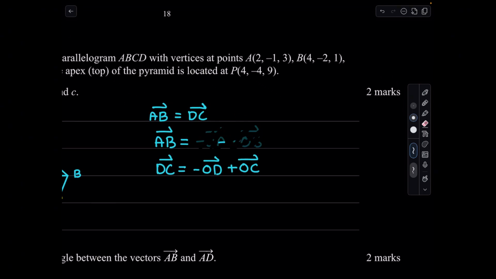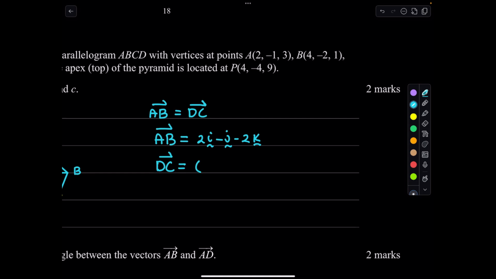So I can kind of rub this out. I don't need these anymore. So AB is basically 2i minus j minus 2k. Yep, 2i minus j minus 2k. And the other one here is a minus 4 i plus b minus 3 j plus c plus 1 k. Now remember we said AB and DC are equal, so we can equate the i, j, and k components.